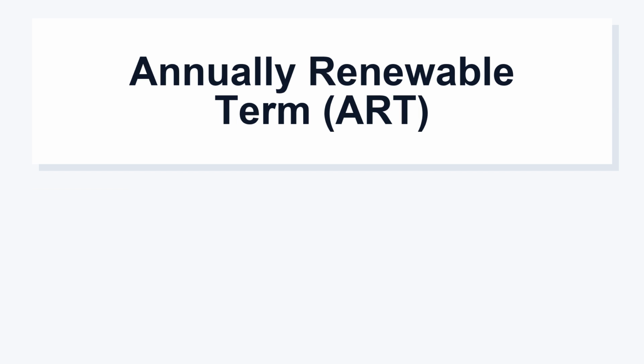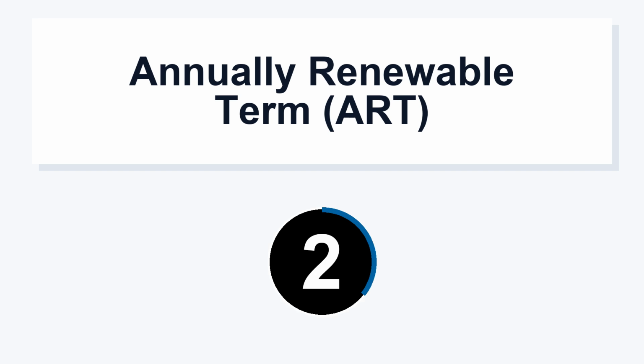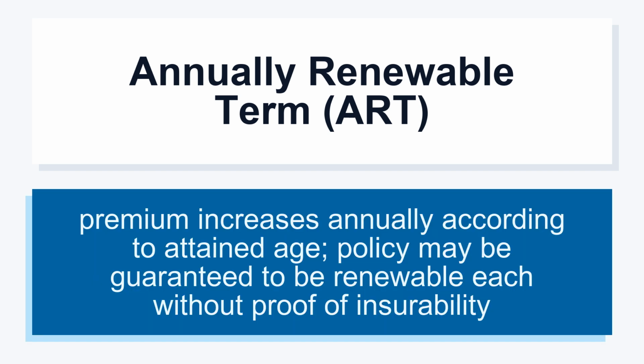Annually renewable term, ART. Premium increases annually according to attained age. Policy may be guaranteed to be renewable each year without proof of insurability.